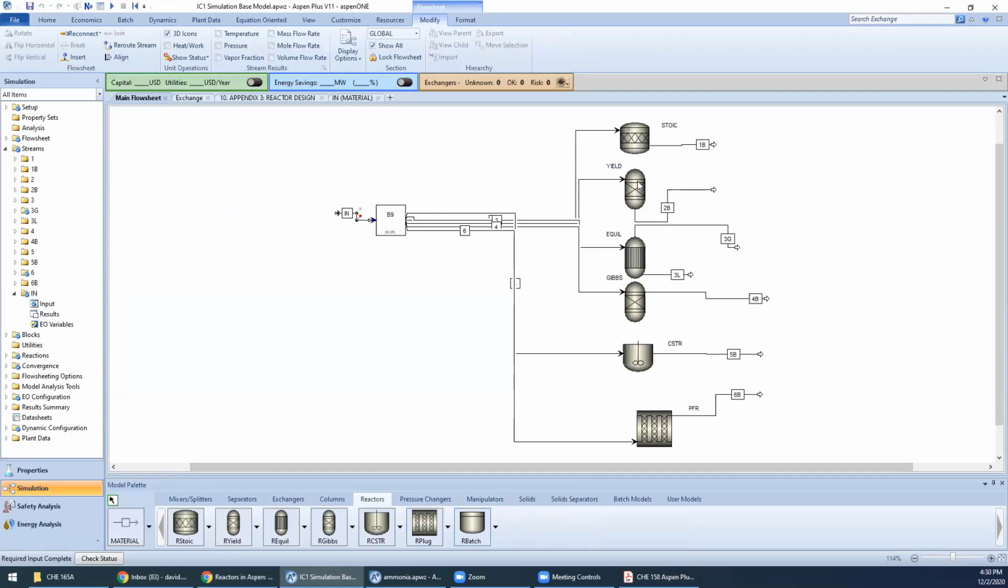So yield and stoich are the top 2. These are the balance methods, equilibrium and Gibbs, of course, the equilibrium ones. And then CSTR and PFR down here are the more rigorous ones that require temporal and spatial considerations.